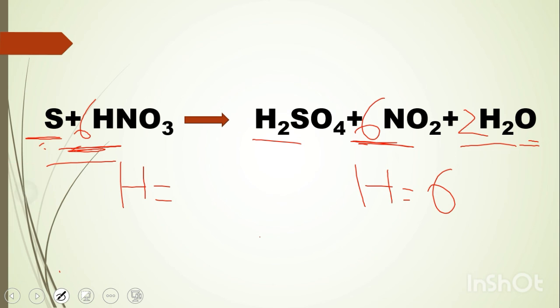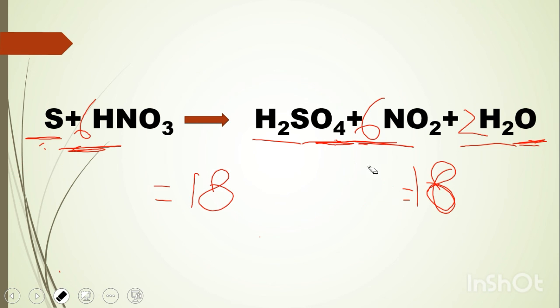On the product side the oxygen is 6 to 12, 13, 14, 15, 16, 17, and 18. The oxygen is 18. Our oxygen is balanced. Now, this is oxygen, not hydrogen. Oxygen is balanced, and now hydrogen is also balanced in the equation.